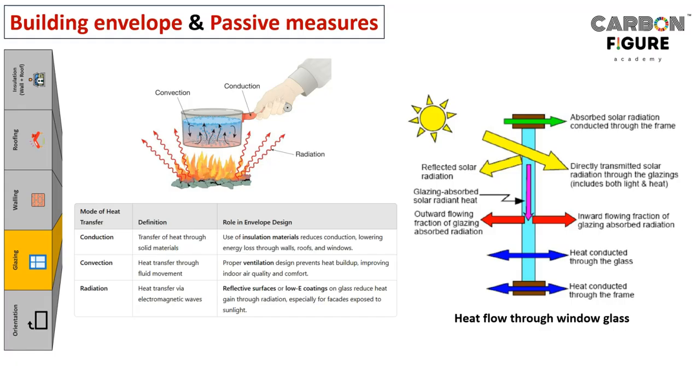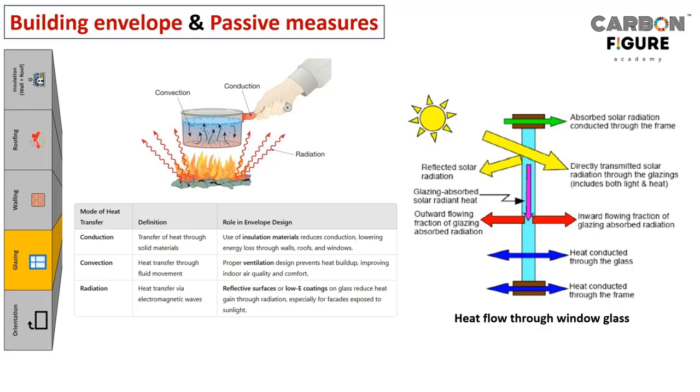So use of insulation materials reduces conduction, lowering energy loss through walls, roof and windows. So physically you place something solid between the internal wall and external wall, so that you can reduce the conduction based heat transfer, right?